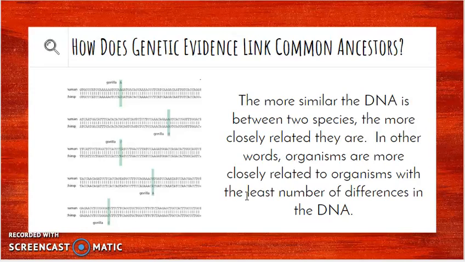And lastly, scientists are looking at genetic evidence now that our technology has become more advanced. The more similar DNA is between two species, the more closely related they are. In other words, organisms are more closely related to organisms with the least number of differences in DNA. So now, as we conclude this unit, we're going to be doing some activities that help us further understand each of these different pieces of evidence for how species have changed over time.